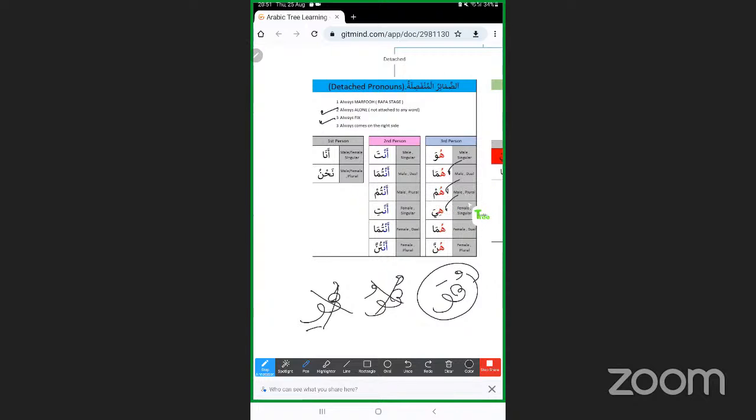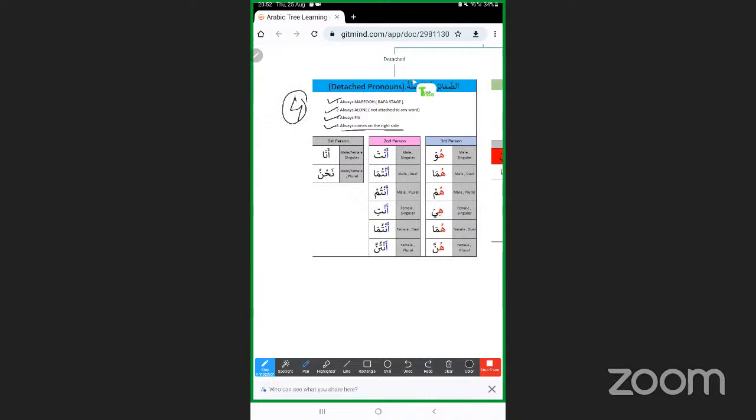Then hiya will always remain hiya, huma will always remain huma. All of them will always maintain the same structure and same spelling. That's why they are marfu, in rafa stage, and as I told you, they always come on the right side. So these are the four characteristics of detached pronouns. These pronouns are always in rafa stage. The rafa stage pronouns are huwa, huma, hum, hiya, huma, hunna. Any question till here?